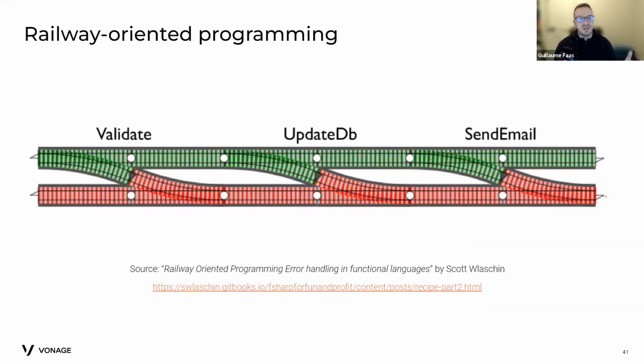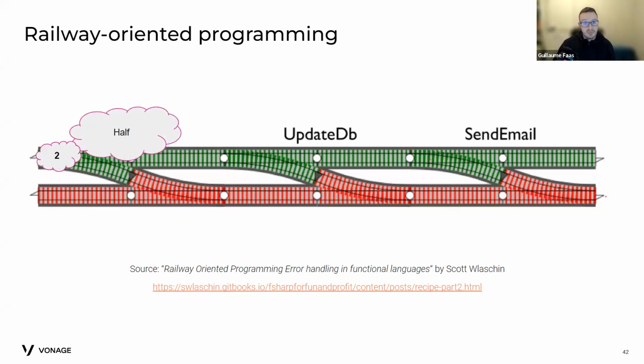And what we have here is just an illustration where you have 3 methods: validate, update DB, and send email. And this forces precedence. In order to send the validation email, we need to update the DB, and for that, we need to have a valid request. Okay, so as soon as one of those fail, what remains on the track will not be executed, because as soon as you fail, you end up on the red track where nothing happens. I'm going to show you.